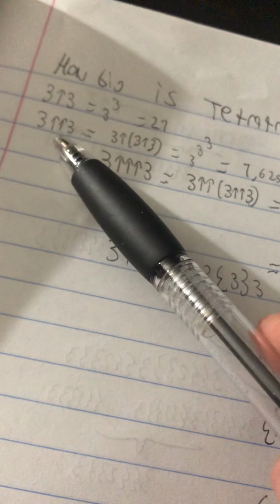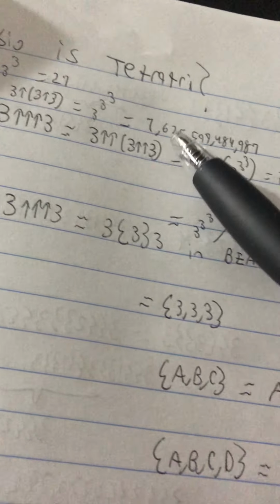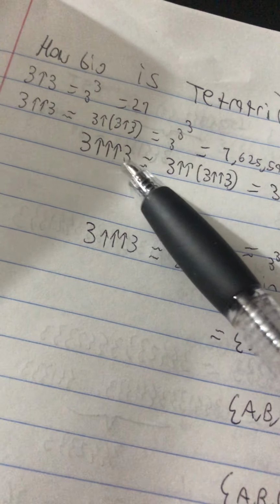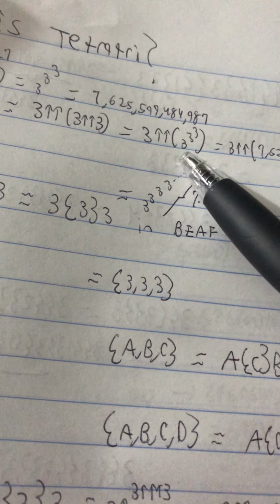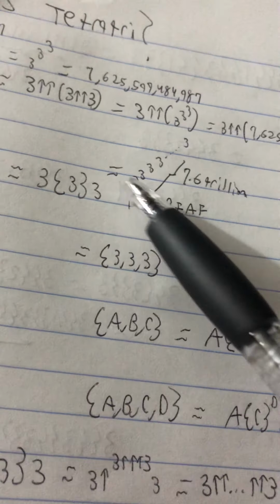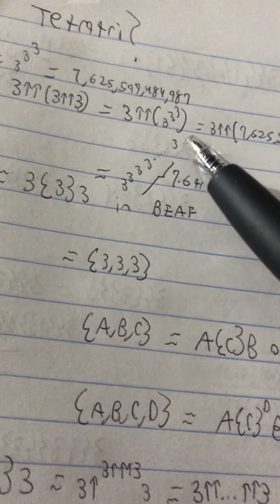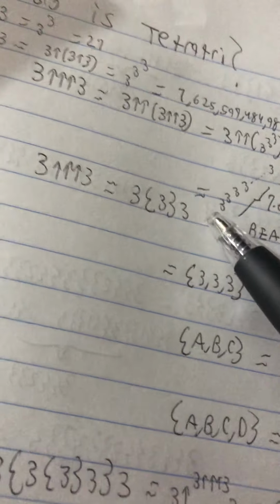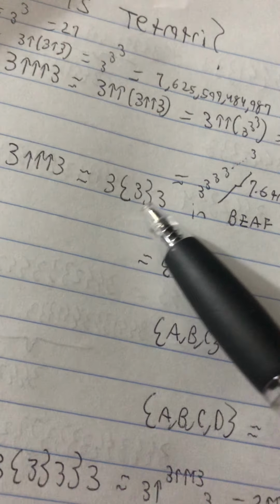So 3 double arrow 3 equals 3 arrow 3 arrow 3, that's 3 to the 3 to the 3, that's 7.6 trillion. And also 3 triple arrow 3 is 3 double arrow 3 double arrow 3, so that's 3 double arrow of 3 to the 3 to the 3, and that's 3 double arrow of 7.6 trillion, which is equal to this number 3 to the 3 to the 3 to the 3 and so on, 7.6 trillion number of times.